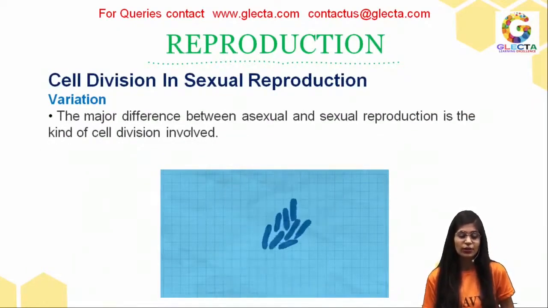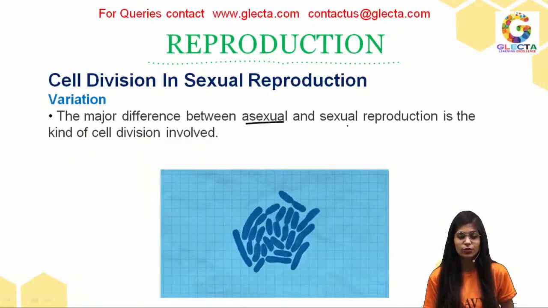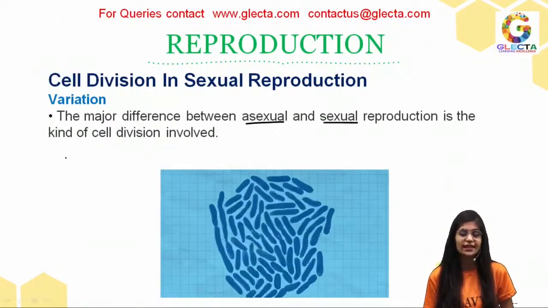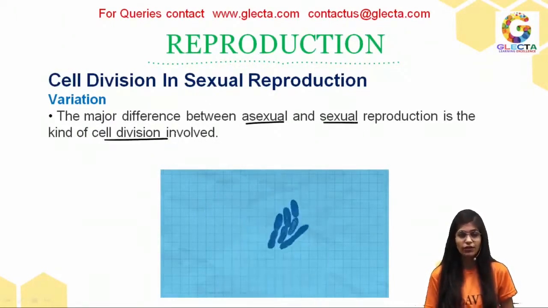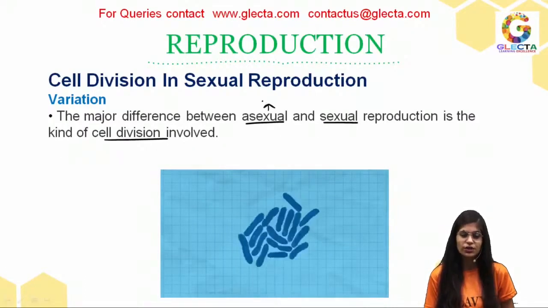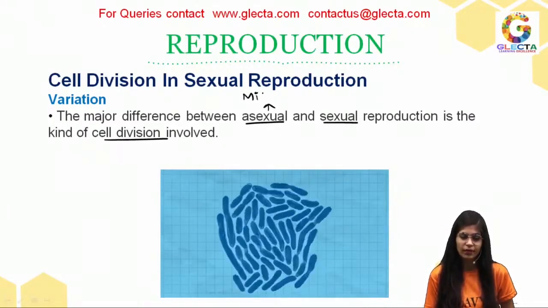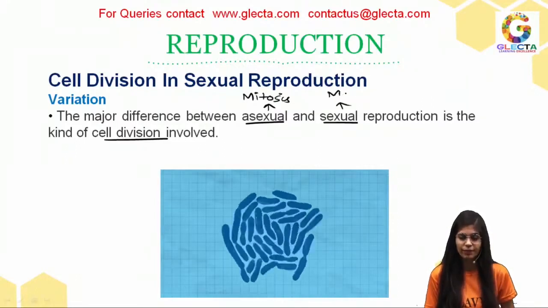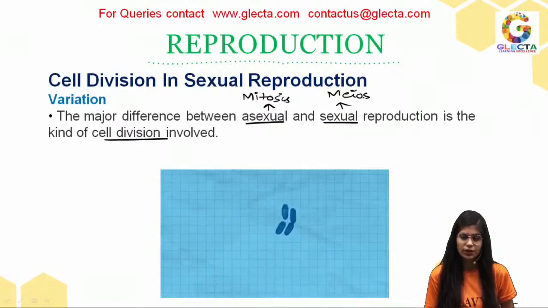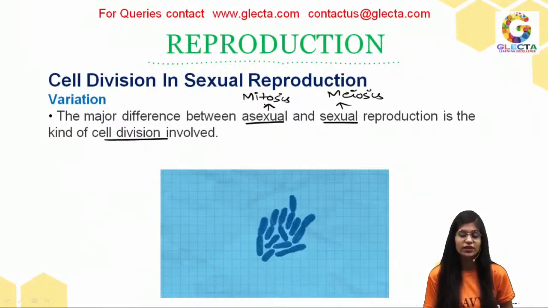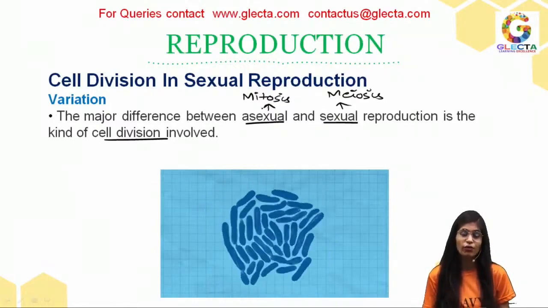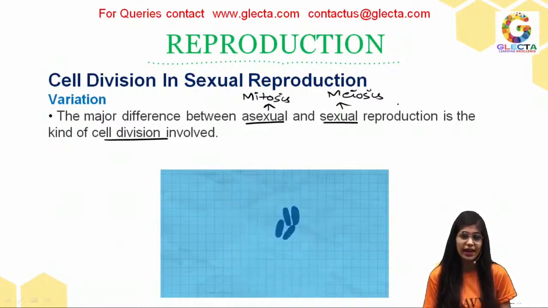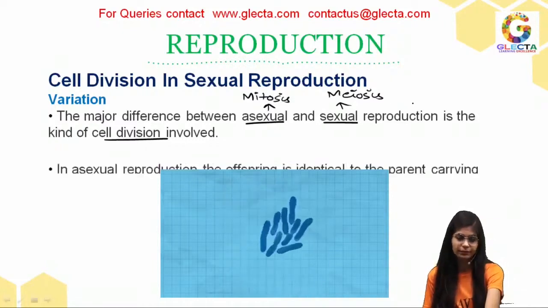The major difference that we know of between asexual reproduction and sexual reproduction is the kind of cell division that has been involved. In asexual individuals, it is known as mitosis. In sexual individuals, it is known as meiosis. Mitosis does not lead to any change in the number of chromosomes, while meiosis will divide it by half.